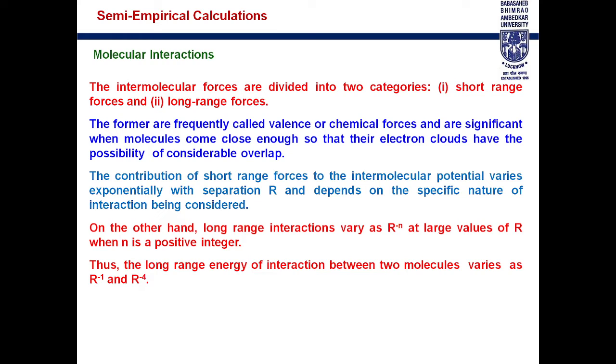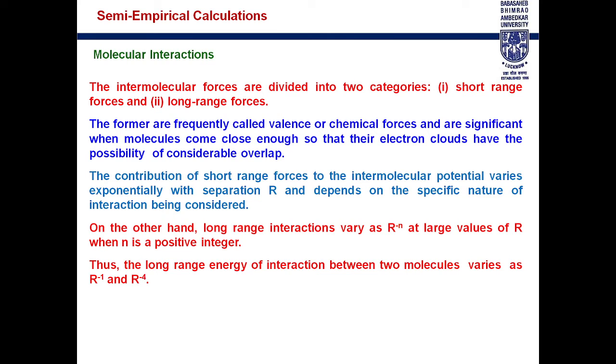Using semi-empirical calculation for the estimation of liquid crystalline properties, the most important method is the molecular interaction. The molecular forces are divided into two categories: short-range force and long-range force. The former are frequently called valence or chemical forces, and are significant when molecules come close enough so that their electron clouds have the possibility of considerable overlap.